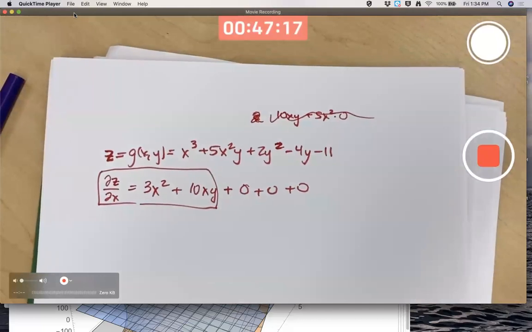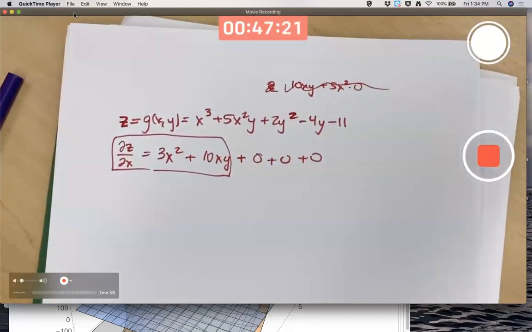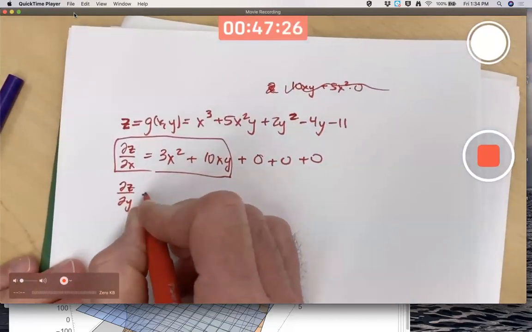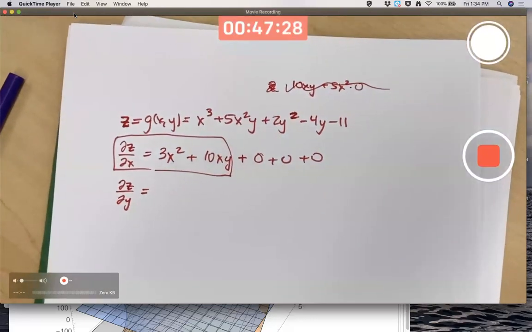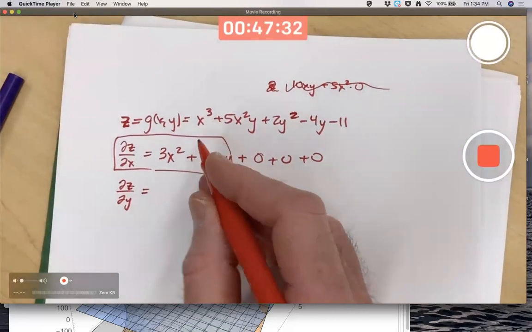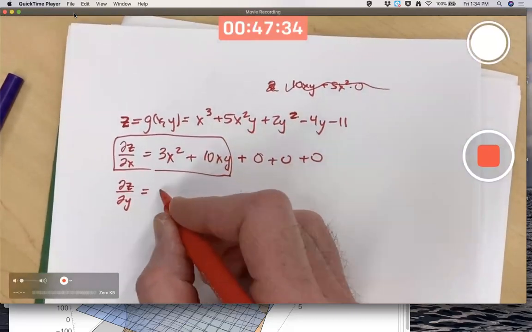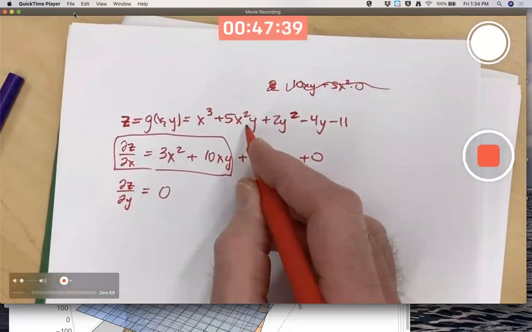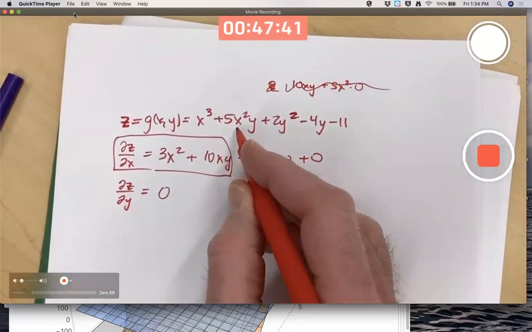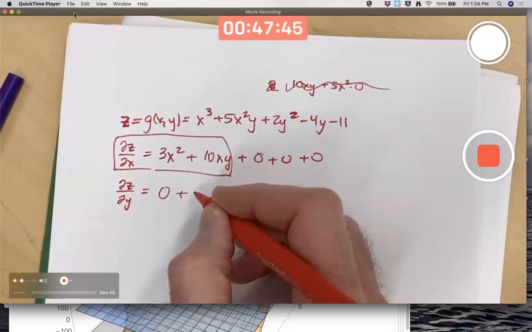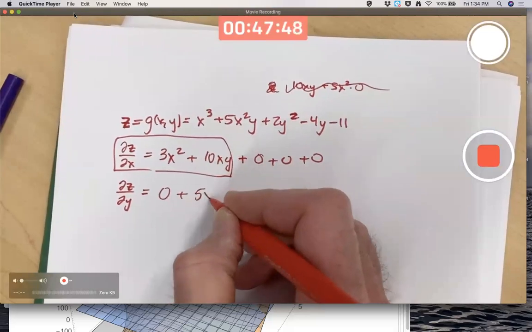If you pretend y is a constant, which you do with partial derivatives. If I differentiate with respect to y, I treat the x as a constant. Derivative of x cubed with respect to y, if x is constant, is 0. Differentiate this with respect to y, treat the 5x squared like a constant, like a 10 or something. It just stays there.